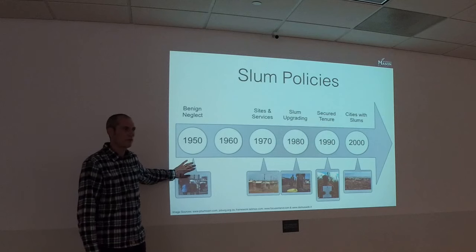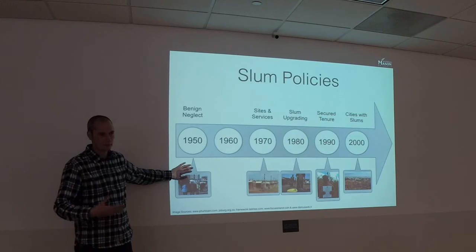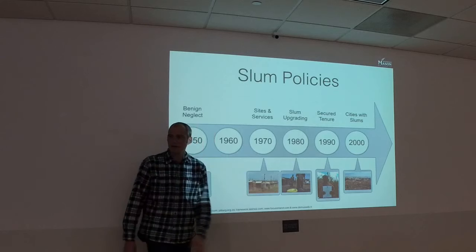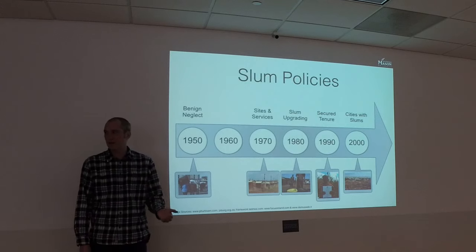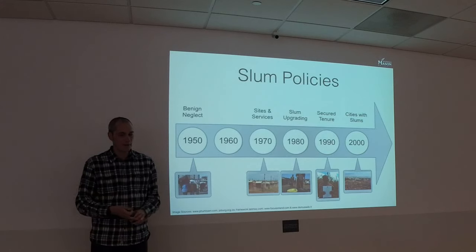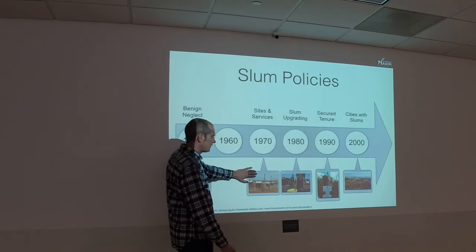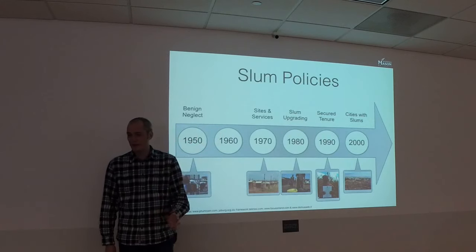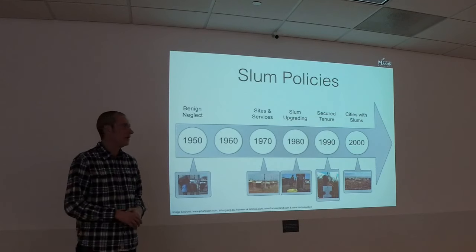Traditionally, with urban growth, people thought slums would just disappear as cities became wealthier. That also didn't happen. In the 70s, you had sites and services, which is basically providing basic infrastructure, roads, water, and then letting people build around those things. Again, this didn't alleviate the problem of slums. Then people upgraded slums, adding new infrastructure to existing slums, but slums still keep growing and emerging.